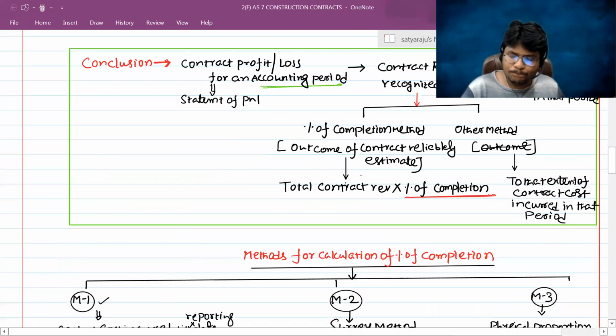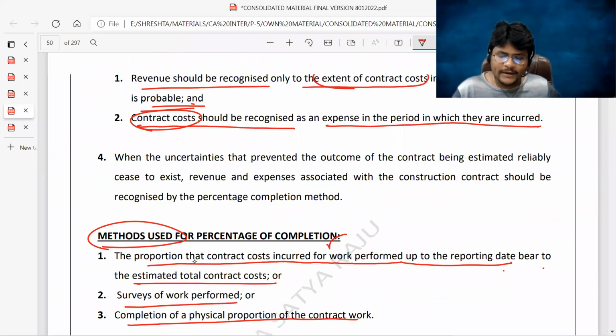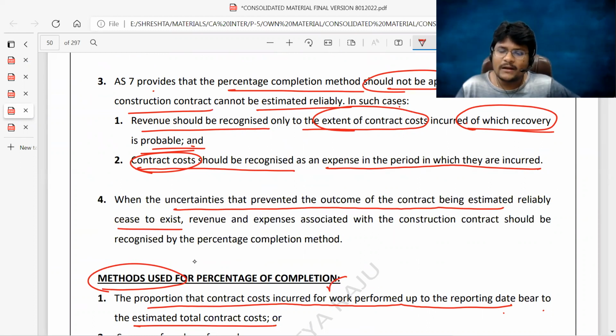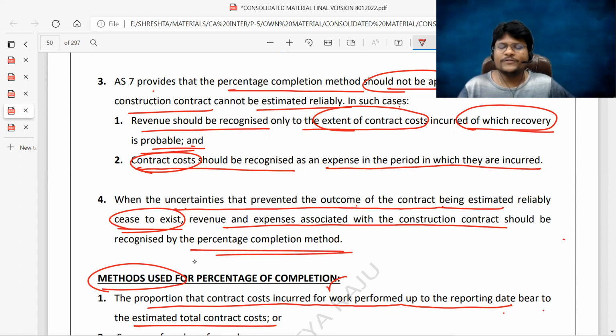The next thing. Here, one important thing I actually ignored intentionally. Now let me read point number 4. When the uncertainties that prevented the outcome of the contract from being estimated reliably cease to exist: first, you are unable to calculate the outcome of the contract for this accounting period. That's why, to the extent of contract cost incurred only, you recognize revenue in the current accounting period. But in the next year, you are able to reliably estimate the outcome of the contract. Then at that point of time, you can apply the percentage of completion. Simply it is telling that when the uncertainties that prevented the outcome of the contract from being estimated reliably cease to exist, that means now you can reliably estimate the outcome of the contract. Then revenue and expenses associated with the construction contract should be recognized by the percentage of completion method.